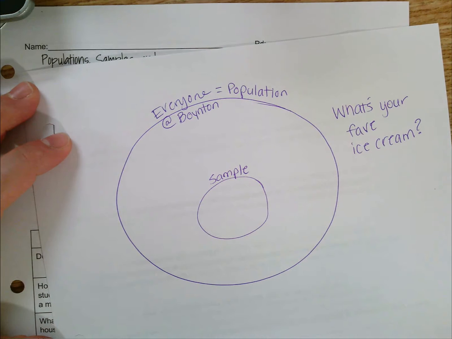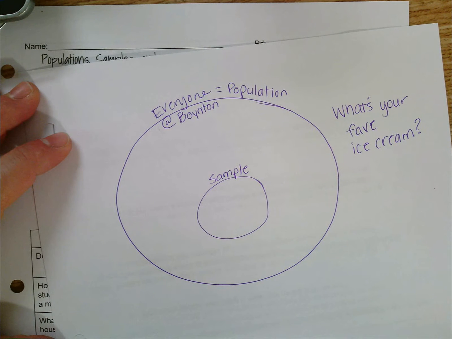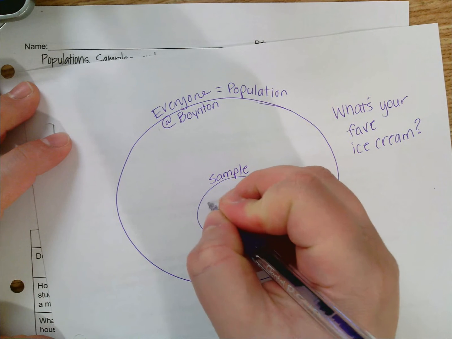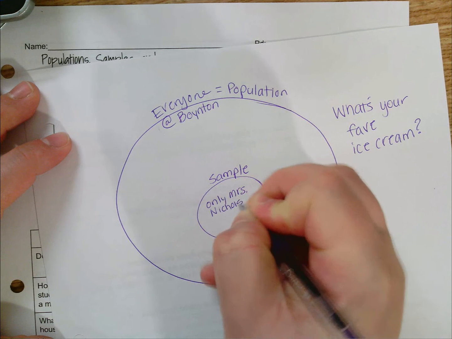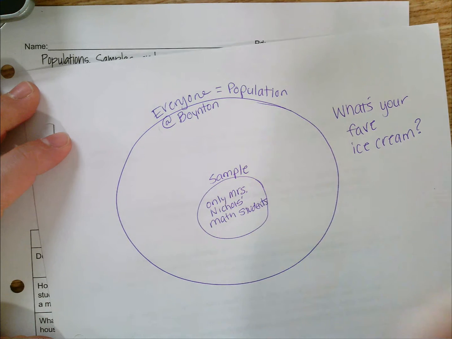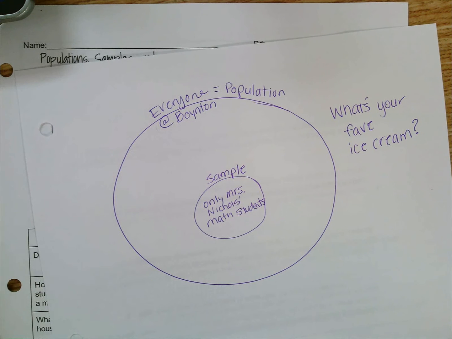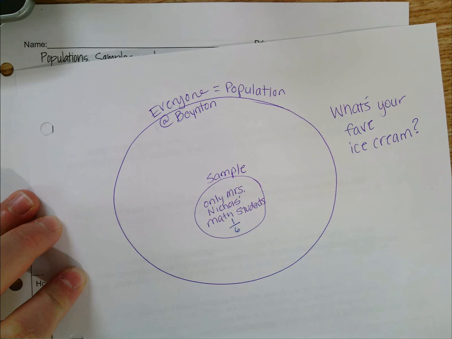There are good samples and there are bad samples. So right now, what you need to know is that the sample, that's just the people that you are asking. So maybe if I wanted to know everyone at Boynton and their favorite ice cream flavor, I would just ask only my students. There are 6 math teachers in the school, and I'm one of them, so you can assume that I'm asking about 1/6 of the total population. That would be one way to take a sample.